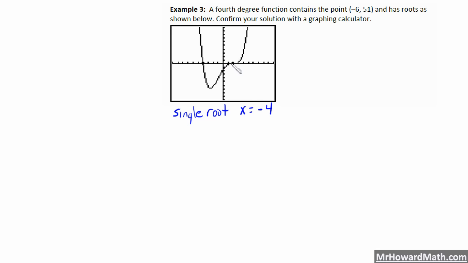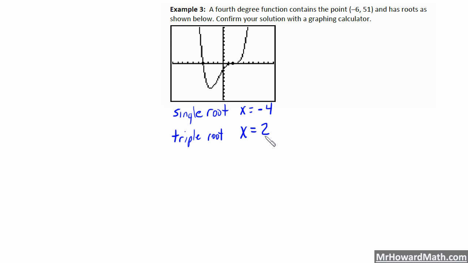And this one we can see we have a triple root. This is the root where we have a change in concavity. So right here we're concave down, here we're concave up. So that is a triple root. So we have a triple root at x equals 2.